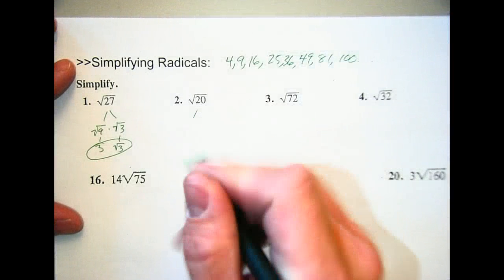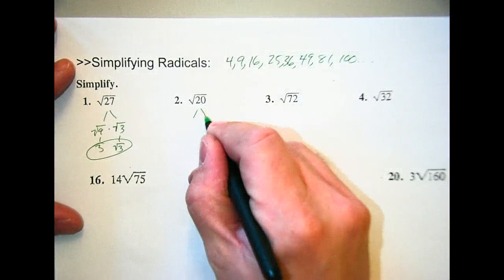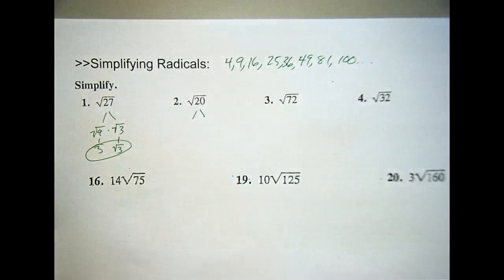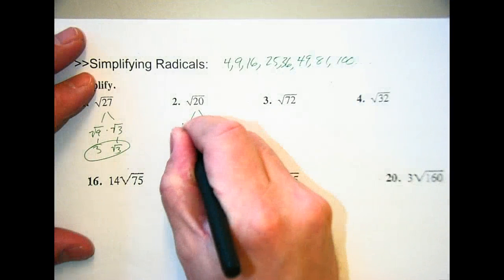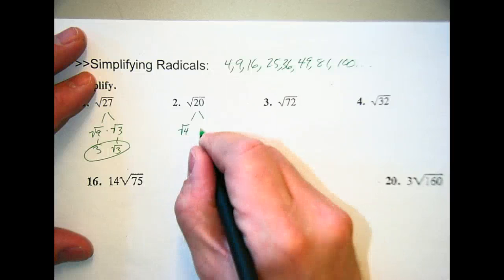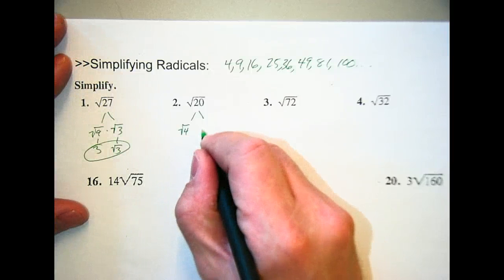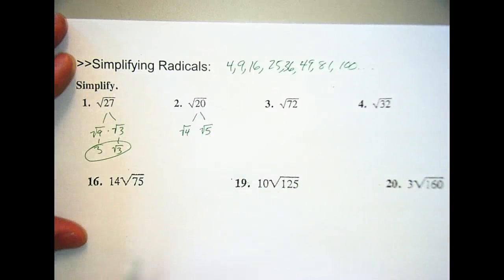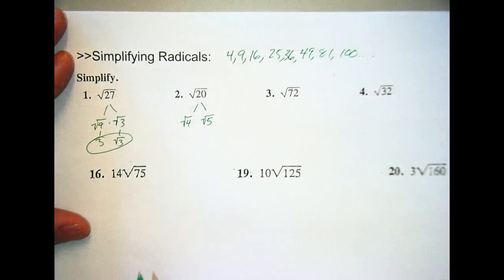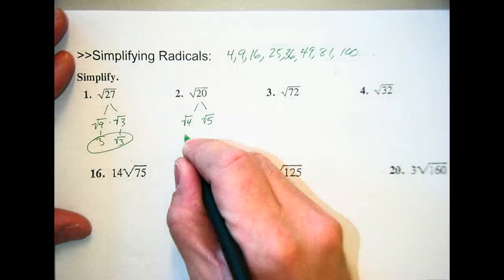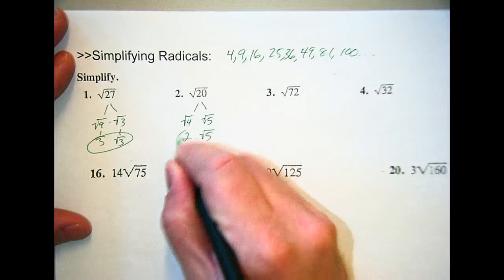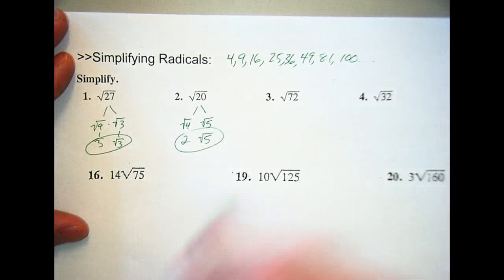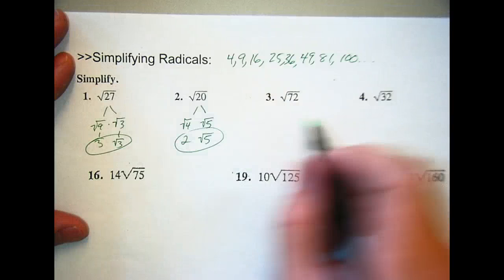All right. So James, give me a perfect square that goes into 20. 4. Root 4 times, what is it? 5. Root 5. Okay. So Logan, what's this simplified to? 2 root 5. All right. Root 4 is 2. 2 root 5. Nothing can go into root 5, so we're done.